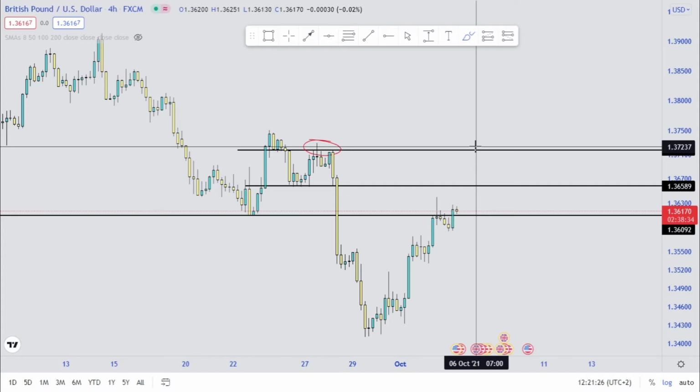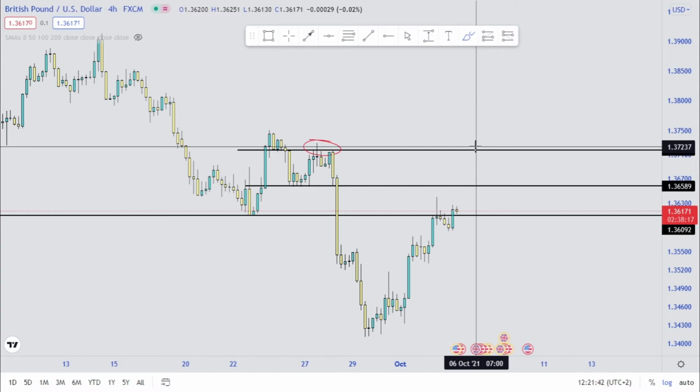It's so important to wait for a clean structure break before you can add more positions in that particular direction, guys. So that is one setup that I want to show you guys on this GBP USD pair.